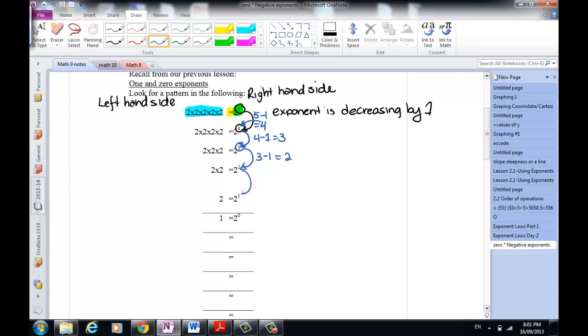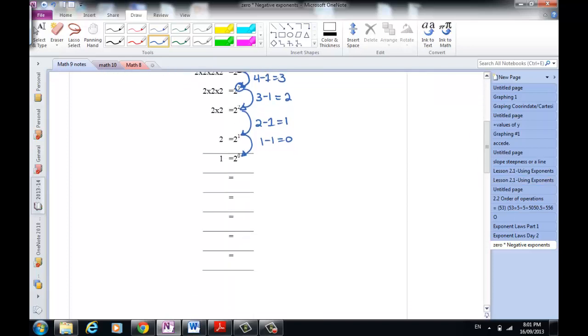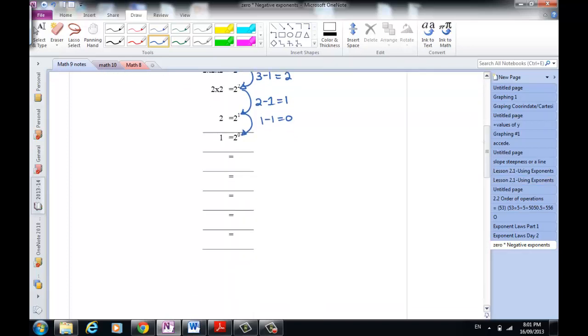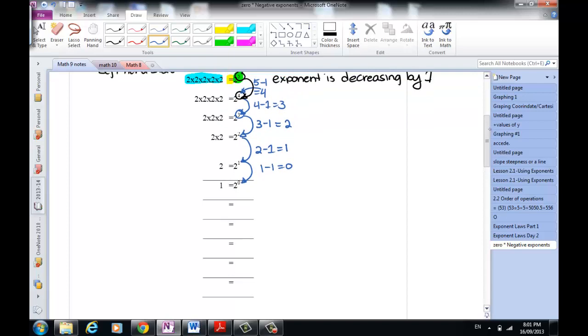I'm going to do this and look at them all the way down the line. So 2 minus 1 is equal to 1. 1 minus 1 is equal to 0. We said we were going to look at zero exponents, so there's one of the first ones that we're going to look at. I'm going to keep going. Now, 0 minus 1 is equal to negative 1, so we've come to our first negative exponent.